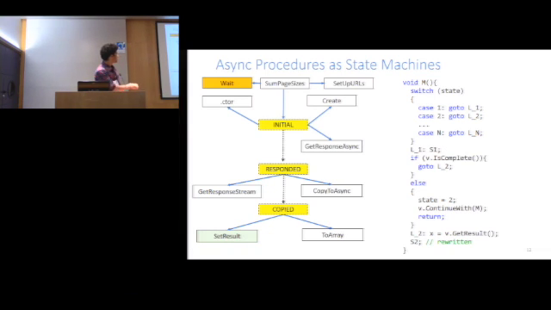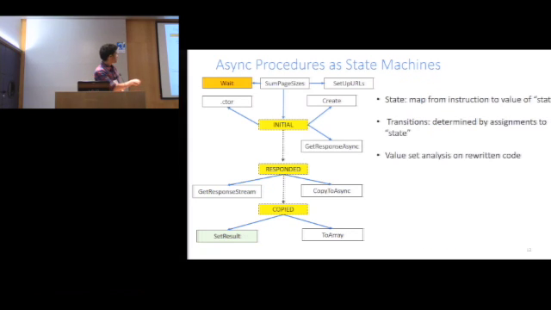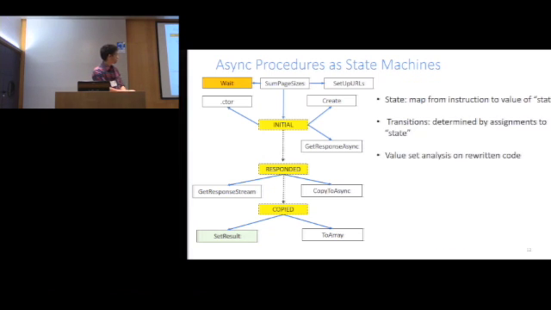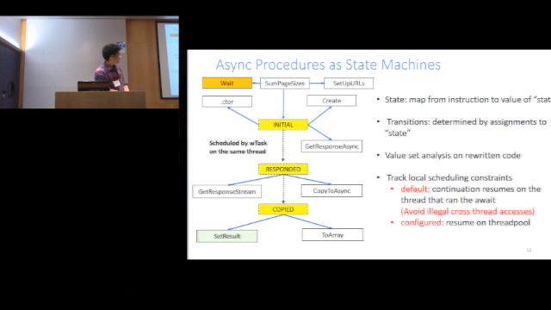Now our goal is to go from something like this to this nice thing that we have here in our picture. The way we do that is to compute a map from instructions to values of state. For example, all the initial parts of the code should get mapped to this state 1. The transitions are determined by assignments to state. For example, this S1 is reached with a value of state 1, and this assignment here of 2 to state means that we could transition from state 1 to state 2. This is accomplished by a value set analysis on rewritten code for values of the state variable. Some additional information is also recorded on the rewritten procedure.